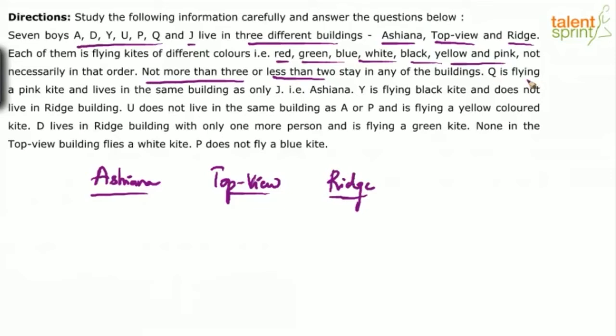Okay, find out who belongs to which building and what color kite is flying. First statement: Q is flying a pink kite and lives in the same building as only J, that is Ashiana. Now this is enough of information, right? Q is flying a pink kite and lives in the same building as only J, that is Ashiana. So clearly Q and J live in Ashiana. And remember, Q is flying a pink kite.